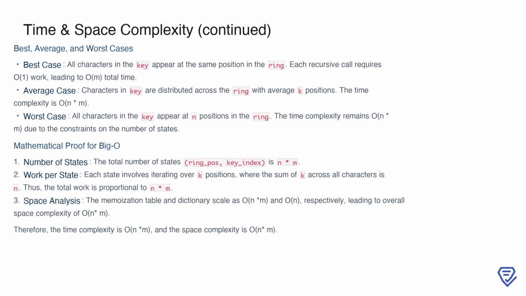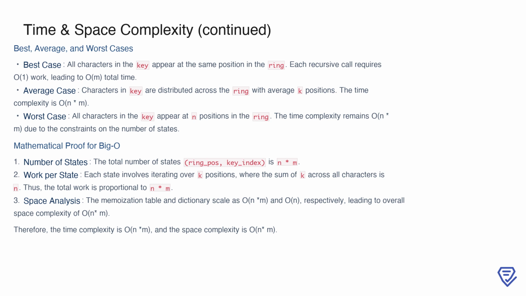Now, let's analyze the best, average, and worst cases for this algorithm. In the best case scenario, all characters in the key appear at the same position in the ring. Each recursive call involves O(1) work, resulting in a total time complexity of O(m). In the average case, the characters in the key are distributed across the ring with an average of k positions per character. Here, the time complexity is O(n*m). For the worst case, if every character in the key appears at all n positions in the ring, the time complexity still remains O(n*m) due to the constraints on the number of states in the dynamic programming table.